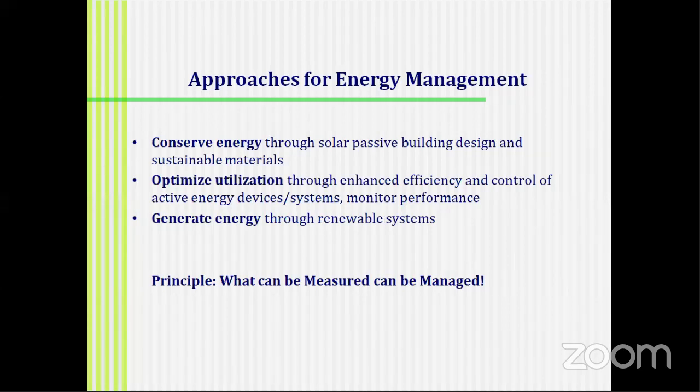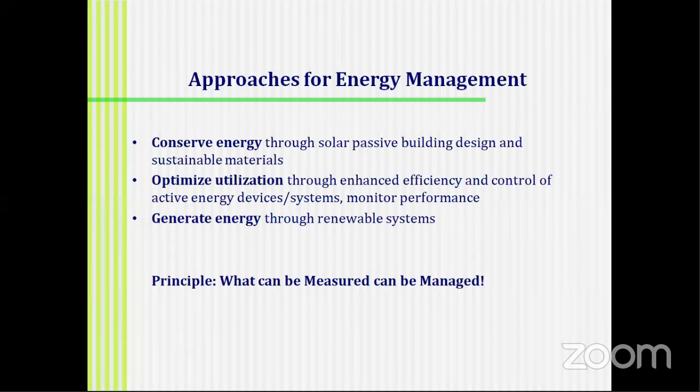How do we approach this? Mainly, first of all, through conservation. In fact, the National Building Code puts energy conservation and management together when it handles management, because conservation is the first task that has to be done if we have to be effective in management. So conserve energy, and how do you do it? Through solar passive building design and sustainable materials. Then optimize utilization. This would be through enhanced efficiency measures, through control of active energy devices and systems, and monitoring their performance on site. This is very important.